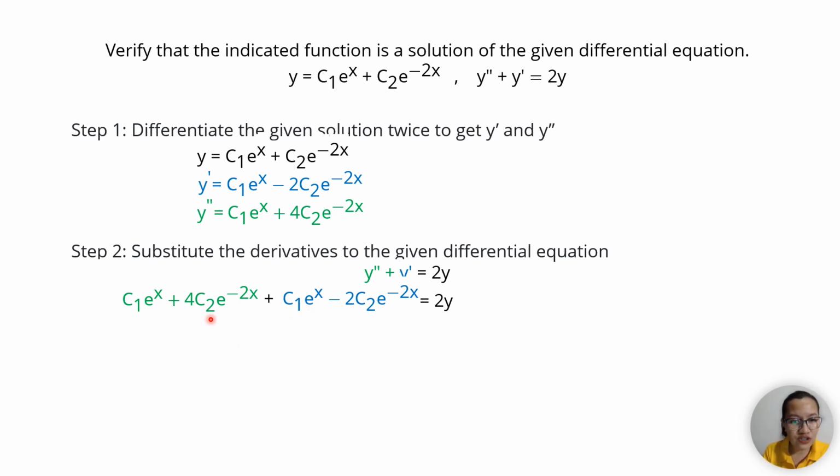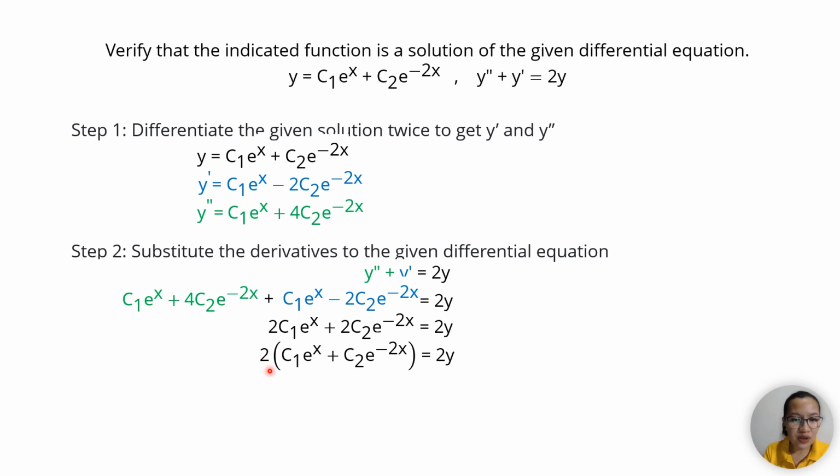And then we have 4 c sub 2 e to the power of negative 2x here, and then we have a minus 2. So that would give us plus 2 c sub 2 e to the power of negative 2x. And that's supposed to equal 2y. And so we can see here that the common factor is 2, so we can factor that out.